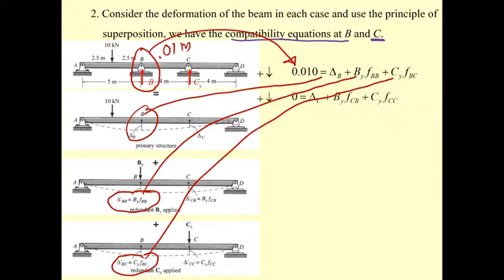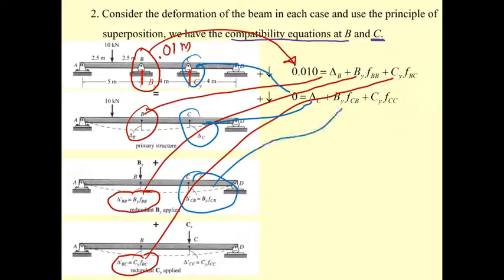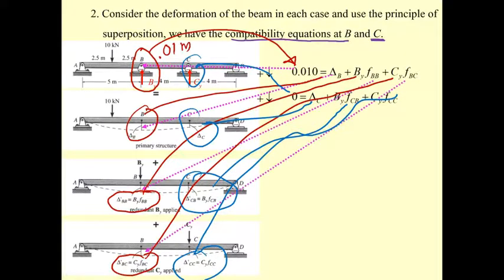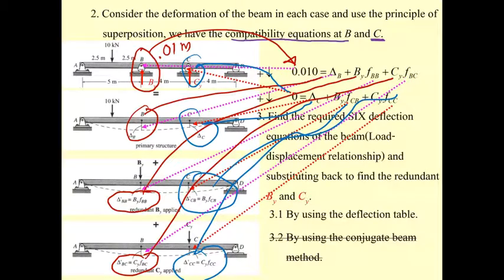And then the other set. For instance, this one is 0, and this one is delta C. And this one is B sub Y times F sub CB, and this one is C sub Y times F sub CC, the last one. If you see this, you have to determine the load-displacement relationships first. Load-displacement relationships first.